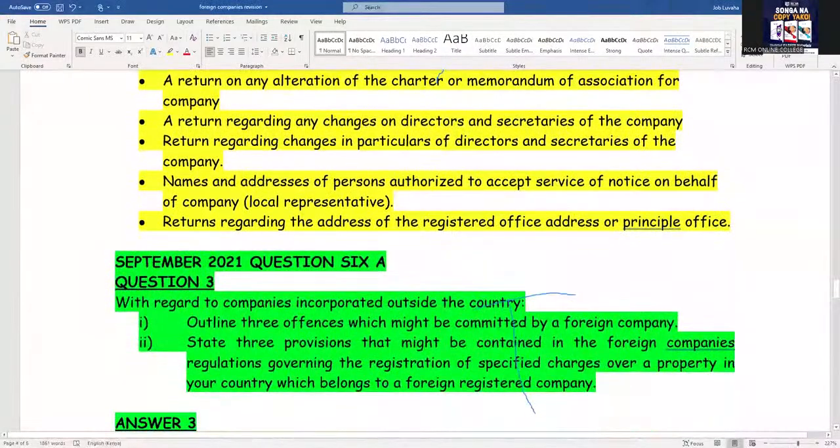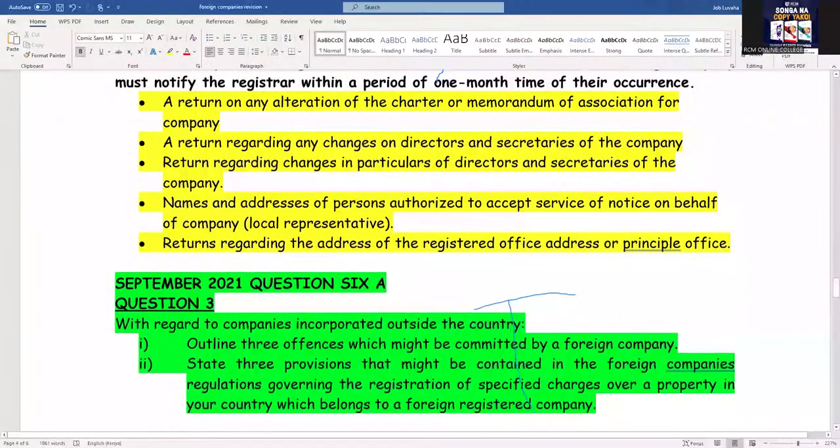Then we have this one here, September 2021. With regard to foreign companies incorporated outside Kenya, outline 3 offenses which might be committed by a foreign company. This one we've already looked at. It's just a repetition: what are the liabilities upon which the foreign company can end up being liable?